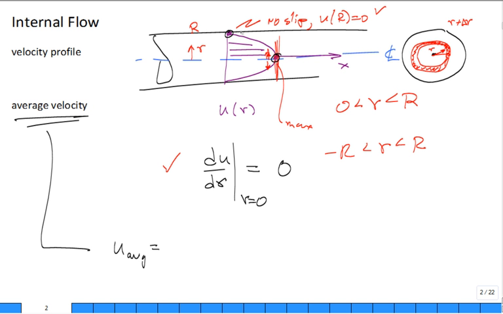So what is a mathematical equation? Somebody says, give me the mathematical equation to calculate the average velocity for flow in a pipe. What would it be? I'm going to pause, walk around, and see what you write down on your sheet of paper.